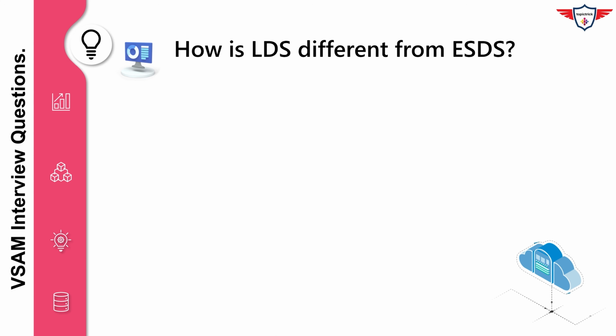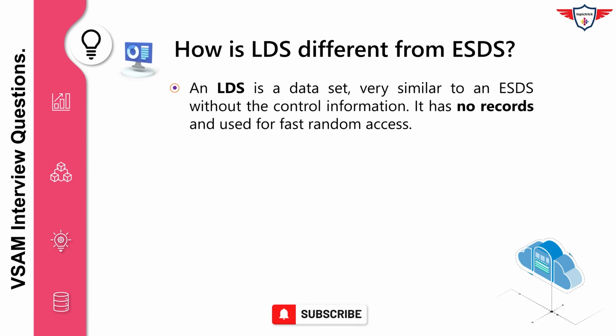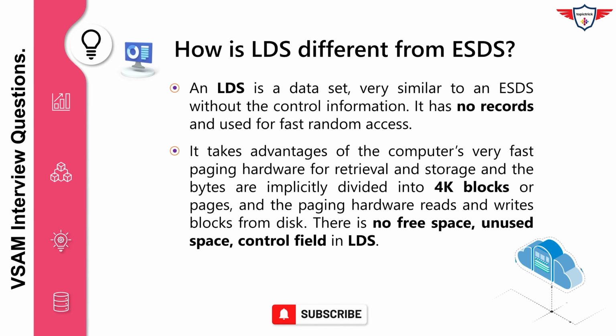How is LDS different from ESDS? An LDS is a data set very similar to an ESDS without the control information. It has no records, and is used for fast random access. It takes advantage of the computer's very fast paging hardware for retrieval and storage. The bytes are implicitly divided into 4K blocks or pages, and the paging hardware reads and writes blocks from disk. There is no free space, unused space, or control field in LDS.